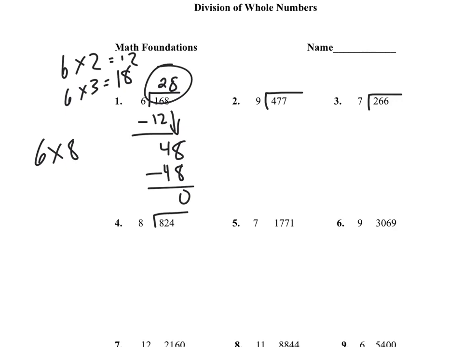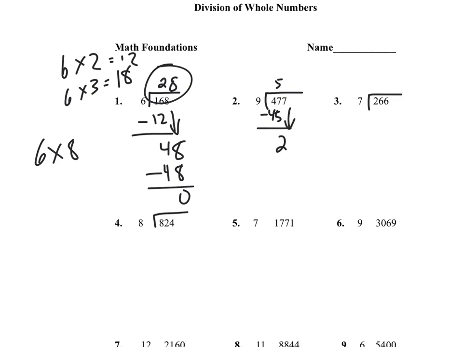We can do the same thing for this 9 over here. Does 9 go into 4? No, it's too big. But what about 47? If you look on your chart, you'll see that 5 times gets us 45. 6 times would be 54, which is too big. So now we subtract. 7 minus 5 is 2. 4 minus 4 is 0.